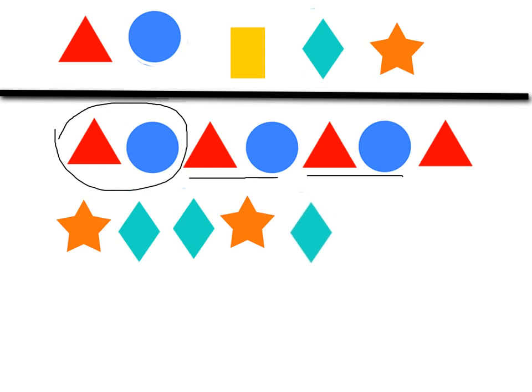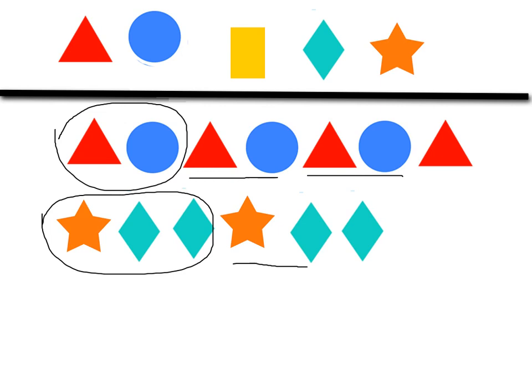Okay, so look at this pattern. I have a star, diamond, diamond, star, diamond, diamond. So what part of this pattern is repeating? Have you worked it out? Did you say star, diamond, diamond? Well, you would be correct because look, next comes a star, then a diamond, then another diamond.